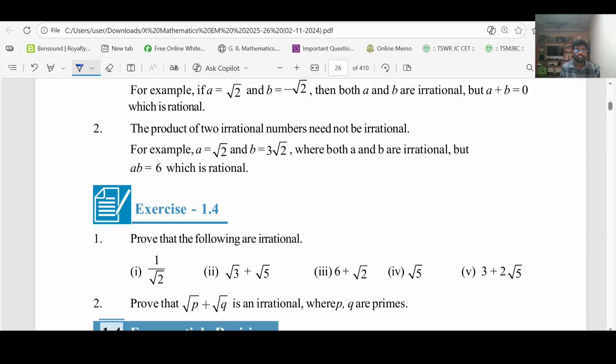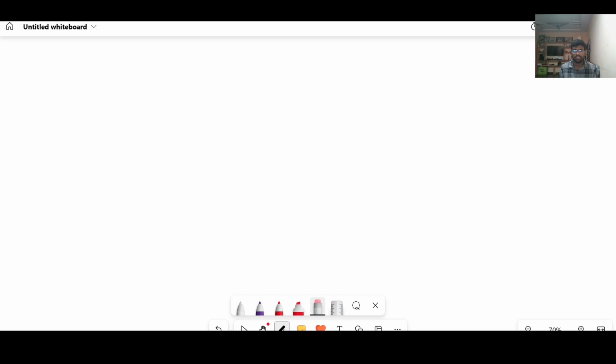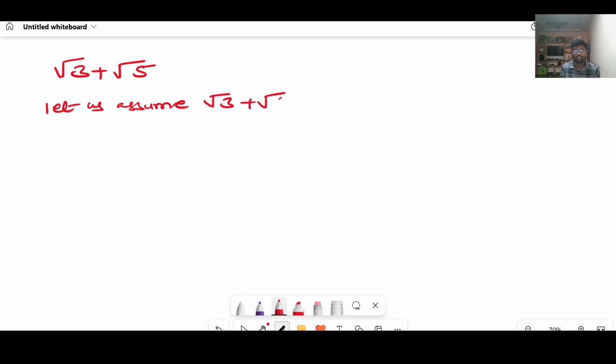Coming to the second question, root 3 plus root 5. We need to prove root 3 plus root 5 is an irrational number, right? First, what is the first step? We will assume root 3 plus root 5 is a rational number, right?